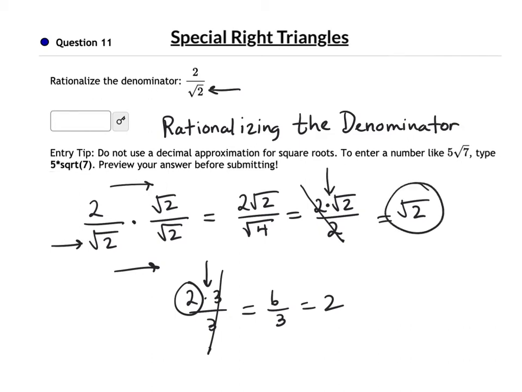Root 2 is our answer. Check your calculator. 2 divided by root 2 and root 2 are the same decimal. Root 2 is our preferred answer because the denominator is actually 1. We rationalize the denominator.